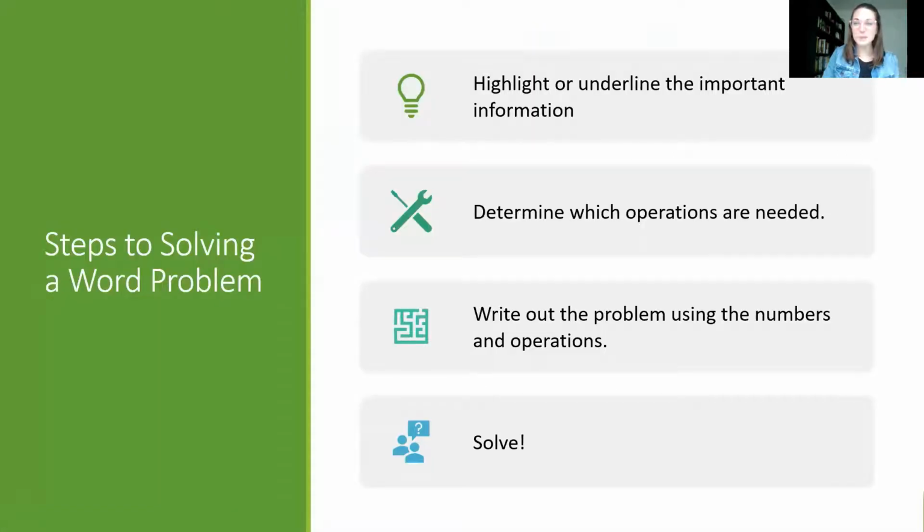So we always start with the same thing, which is that we need to underline or highlight the important information in a problem. We need to determine which operations we need. Are we going to add, subtract, multiply, or divide? And we need to write out the problem and then solve it. So these are our 4 steps to solving any word problem.